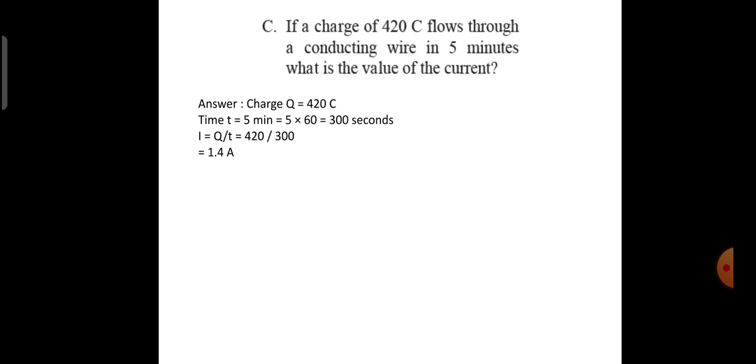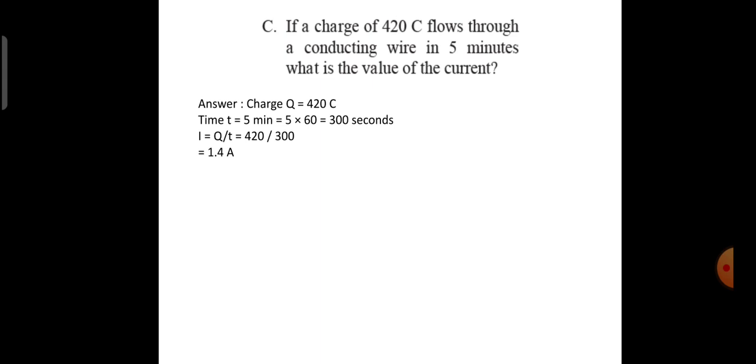If a charge of 420 coulomb flows through a conducting wire in 5 minutes, what is the value of current? Charge Q is equal to 420 coulomb. Time is 5 minutes. Now 5 minutes we will have to convert it into seconds. So we know that 60 seconds make 1 minute. So 5 multiplied by 60. So it comes to 300 seconds.